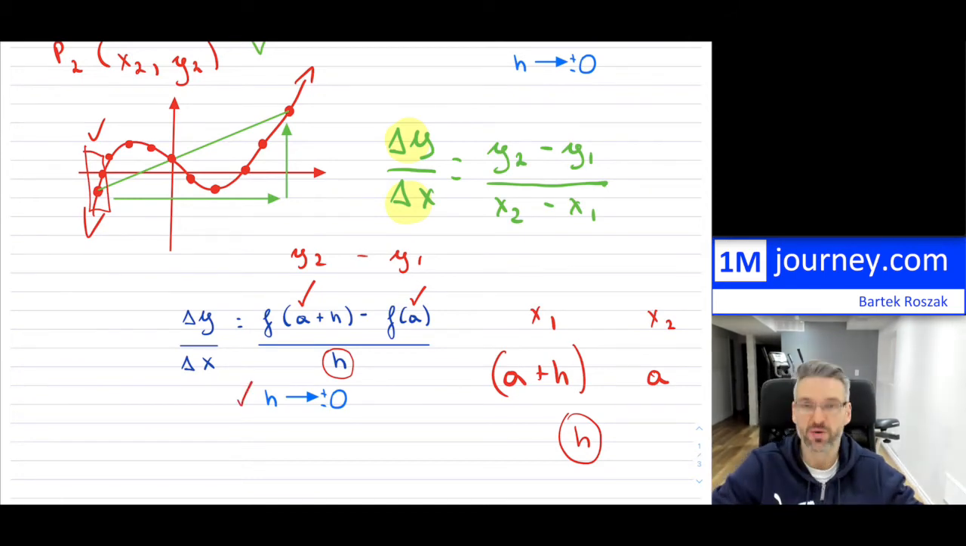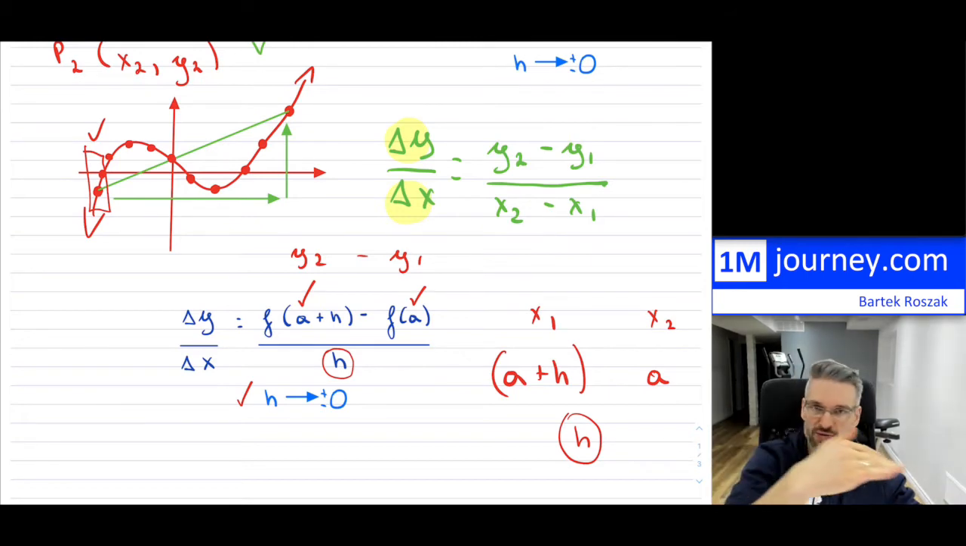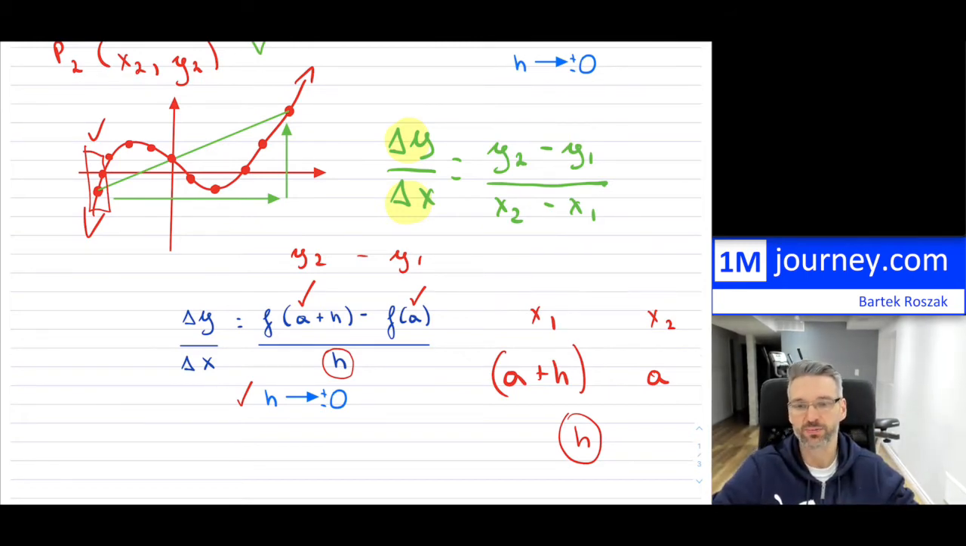h is just getting smaller and smaller and smaller. And in calculus, we say the limit goes to 0. So that was my instantaneous rate of change.